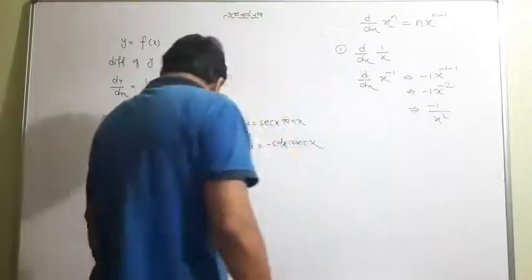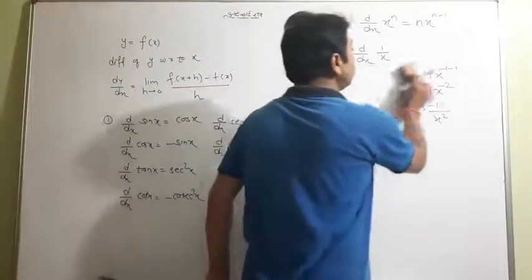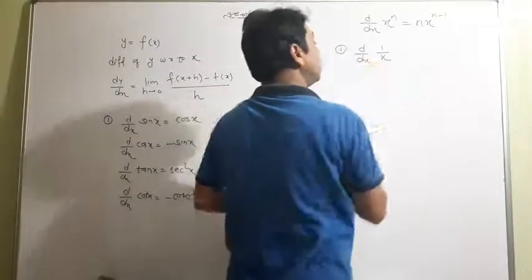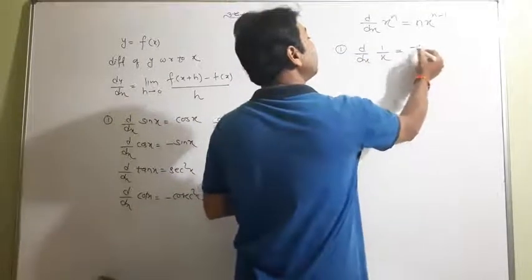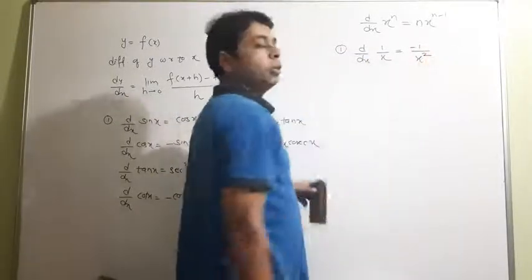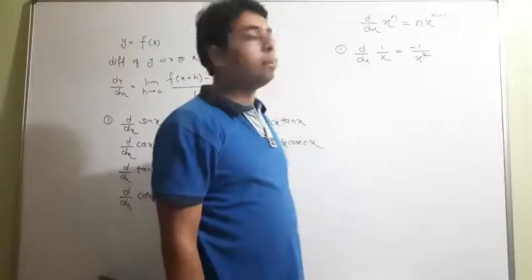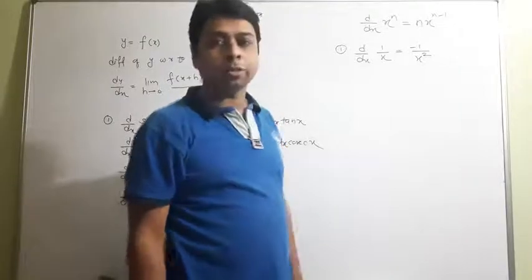So ultimately I want to say, don't do all the work; directly remember that it is minus 1 by x square. So it's a formula. Now we'll always remember that d by dx of 1 by x is equal to minus 1 by x square.